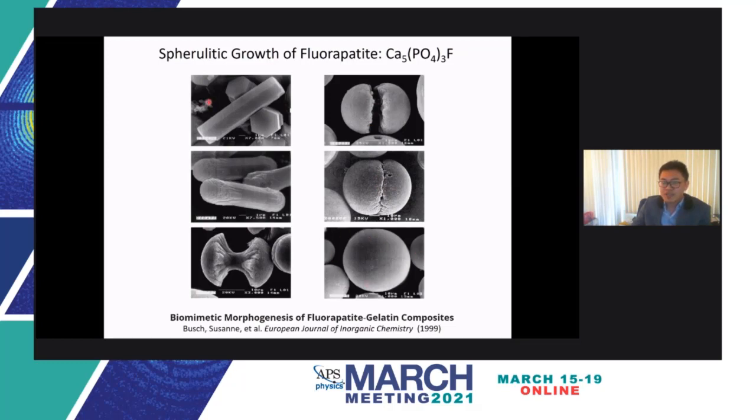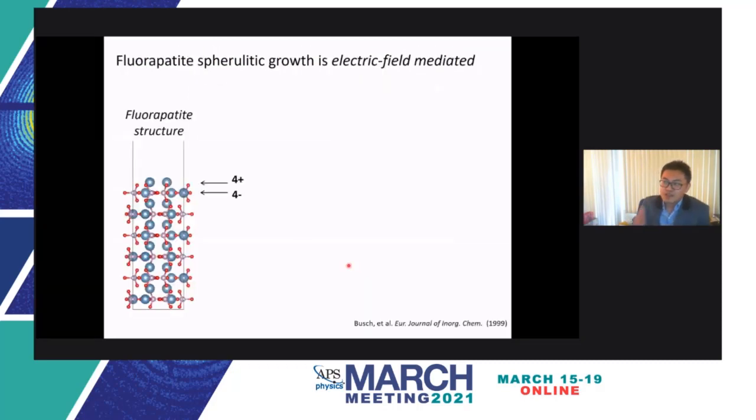Now, what's driving this very unusual and interesting growth process? If you look at the fluorapatite crystal structure, it has alternating planes of 4 plus, 4 minus, 4 plus, 4 minus in the C direction, which results in a net dipole.